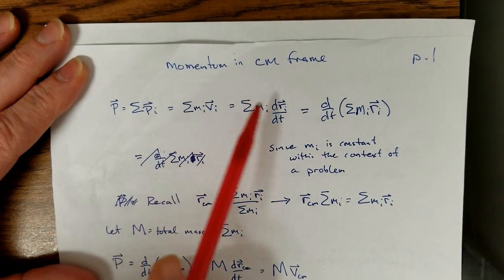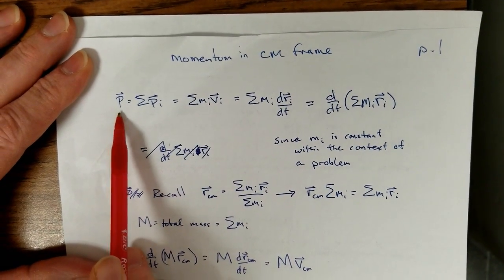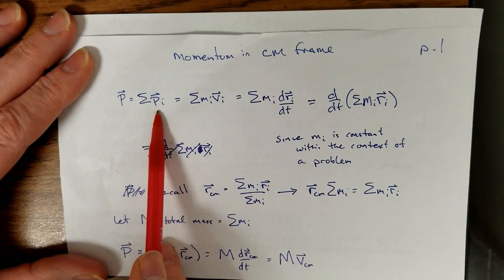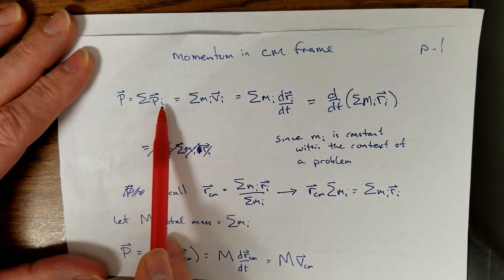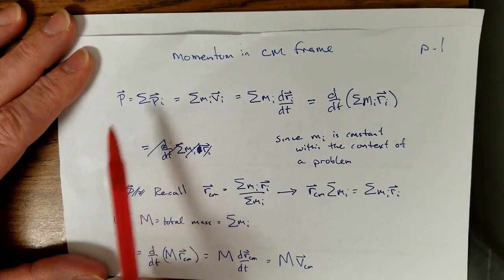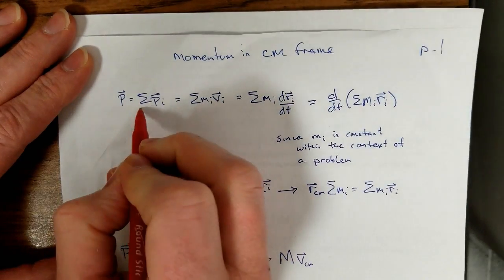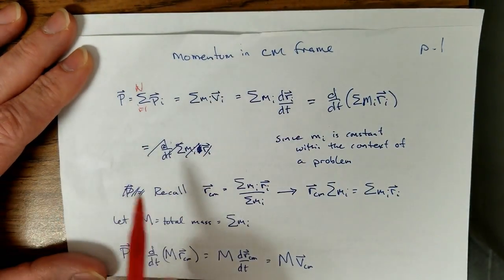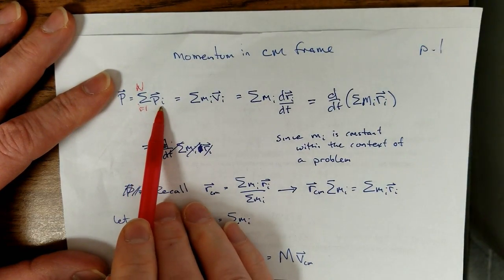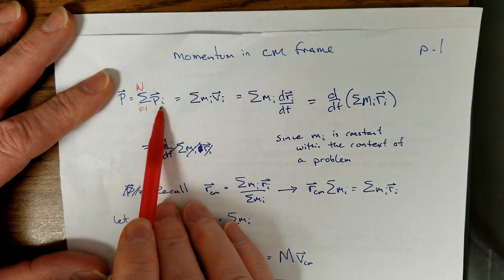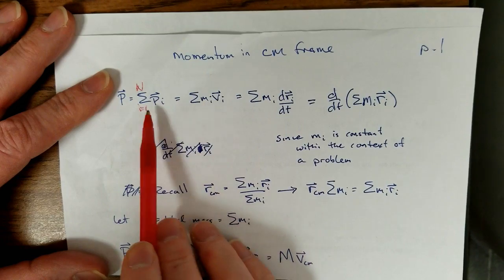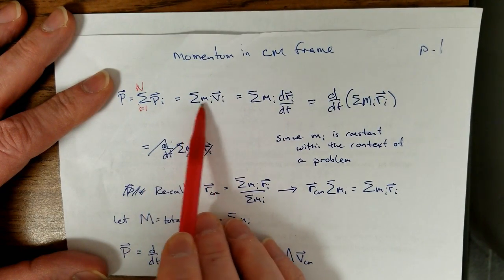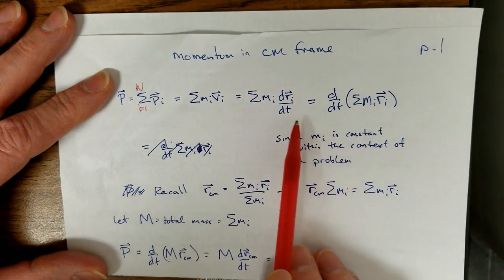Let's take a look at the momentum and the center of mass frame. So I know that the total momentum is the sum of the individual momenta. And i here is not for initial. i in this case is for i equals 1 to however many objects I have. So when i is 1, I'm talking about the first object, i is 2, and so forth. So momentum is just mass times velocity, so I'm going to sum up all the mass times velocities.